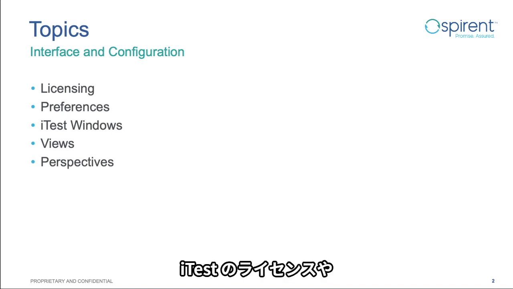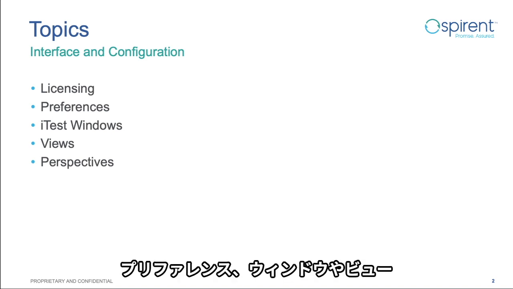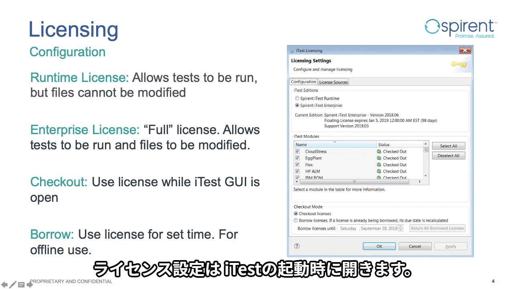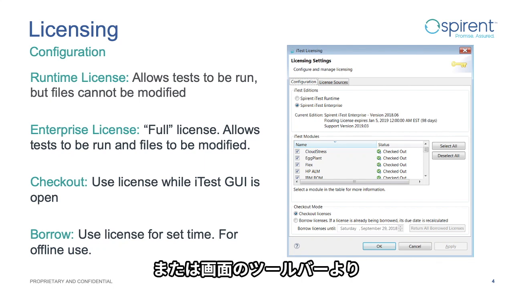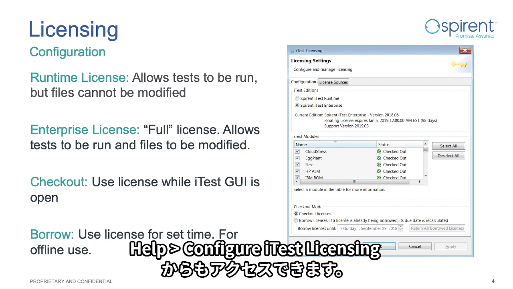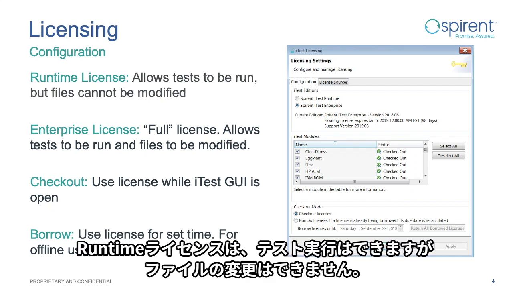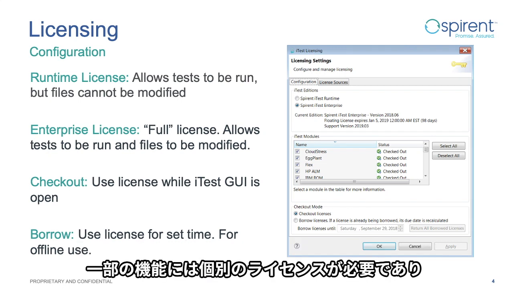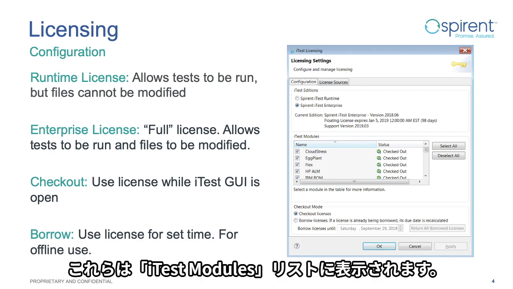In this module, we'll cover iTest licensing, preferences, windows, views, and perspectives. License configuration opens when iTest is launched, and also from the toolbar by clicking Help and then Configure iTest Licensing. A runtime license allows tests to be executed, but does not allow files to be modified. The enterprise license is used to execute and author or modify test cases and other files. Some features require separate licenses, and these are displayed in the iTest modules list.